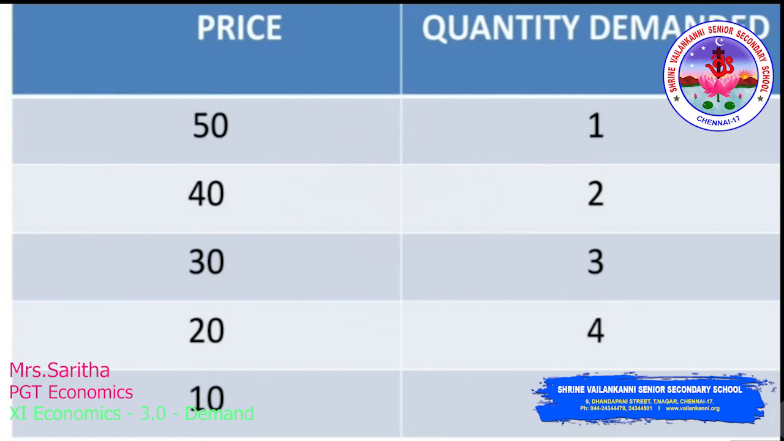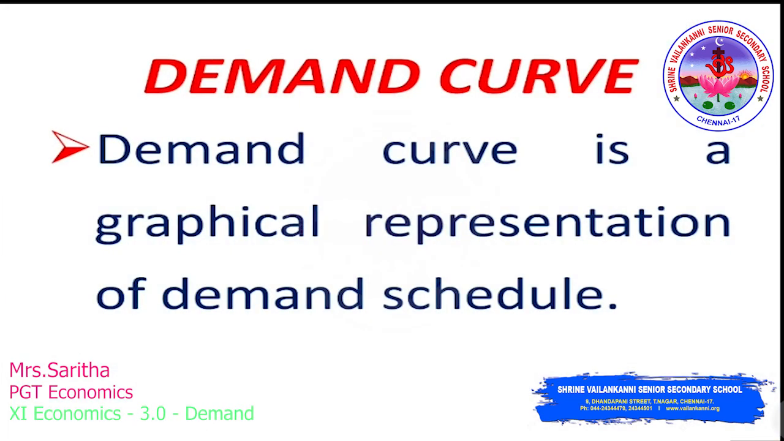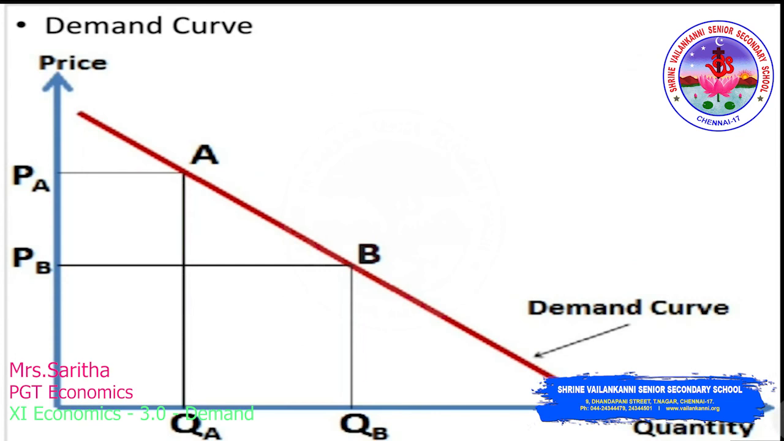Demand curve. Demand curve is a graphical representation of demand schedule. It is a locus of all the points showing various quantities of a commodity that a consumer is willing to buy at various levels of price during a given period of time, assuming no change in other factors.